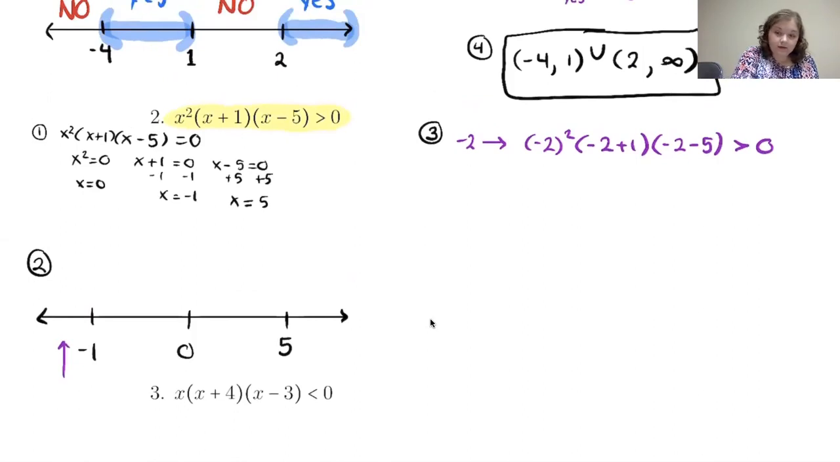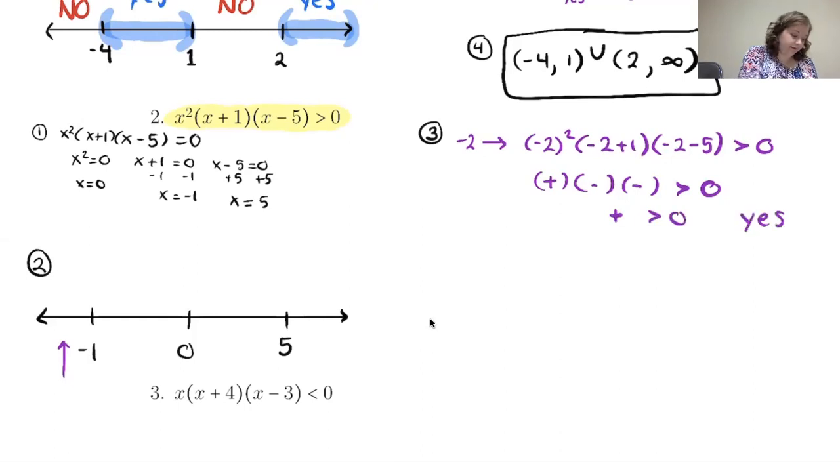Okay, so now we will test the sign of each one. So -2 squared is +4, so this first term here is positive. And the next one, -2 plus 1 is -1, which is negative. And then -2 minus 5 is -7, which is negative. We'll see if that's greater than 0. So positive times negative is going to be a positive number, and that is greater than 0. So this inequality is true. So we'll get yes right there. So here I'm going to write yes, and I'm going to shade that part of the interval to say we include it.